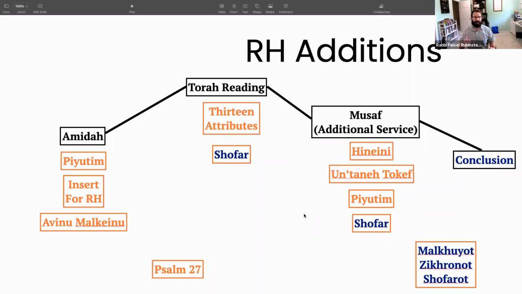So those are additions to Rosh Hashanah. And one of the reasons why Rosh Hashanah actually becomes such a much longer service than everything else. You'll notice that all of the other additions are fairly short.